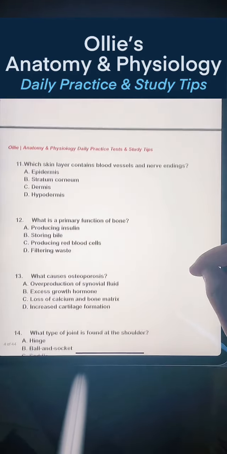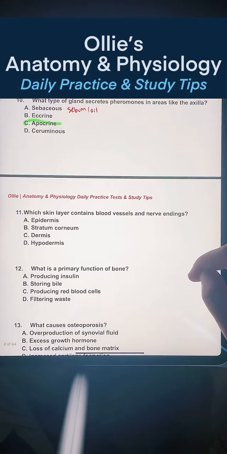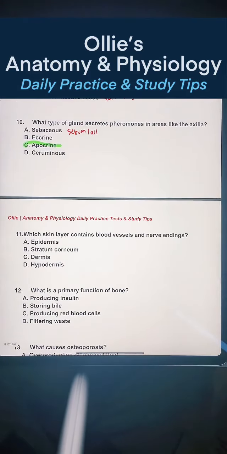Alrighty, let's move on to number 11. I'll leave this answer up here for just a moment. Number 11, which layer of the skin contains blood vessels and nerve endings? Think about the function of each layer of the skin and what that might be.